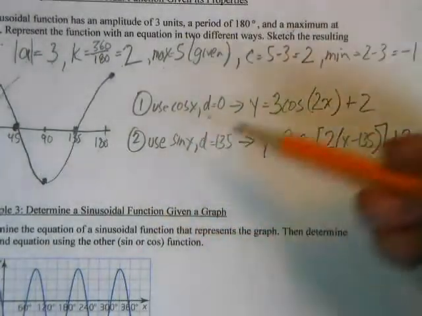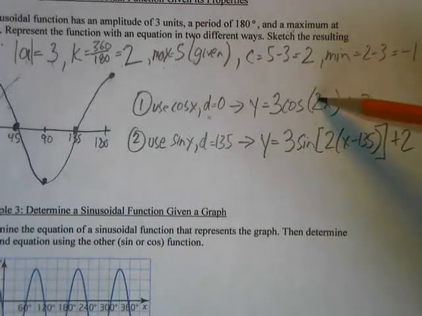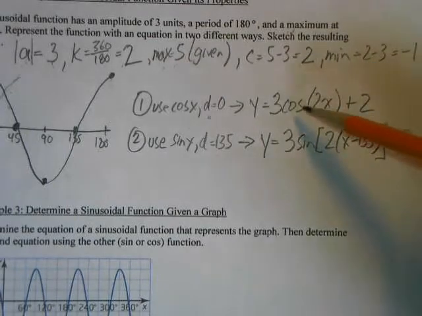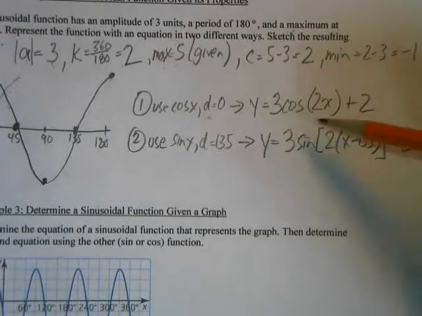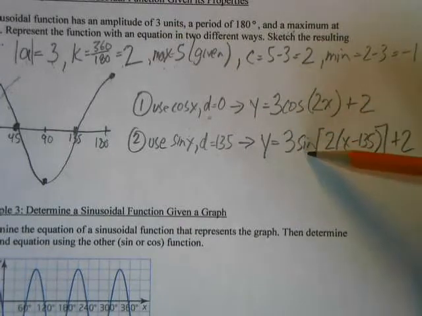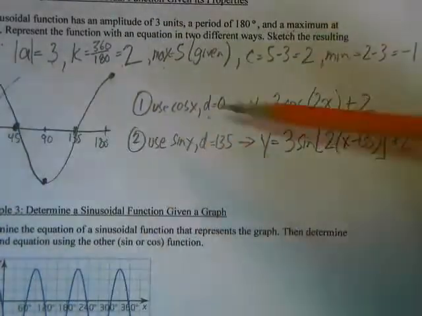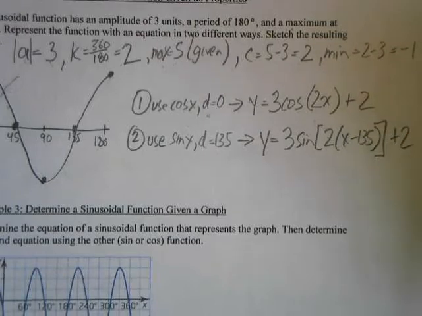No matter what equation I make, it's going to have a 3 here and here. I could change the sign. The K value of 2 doesn't change, and the C value of 2 doesn't change. What can change is the sign of the 3, which in this case it didn't. The default starting point, whether it's one of these, sine x, cos x, or negative sine x or negative cos x, and the phase shift if there is one.